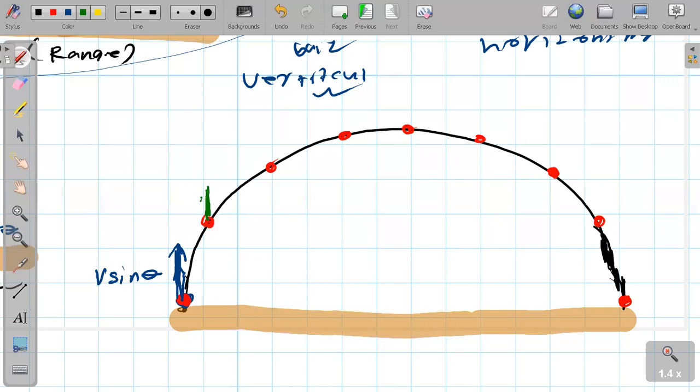At this point, what about the vertical component? It is going to be something, v1. It should definitely be lower than the initial vertical component of v sine theta. Right? At the other point, it's going to be even lower because the gravitational acceleration is affecting adversely. So v2, and v3, at here the vertical component is going to be what? 0. Vertical component is 0.